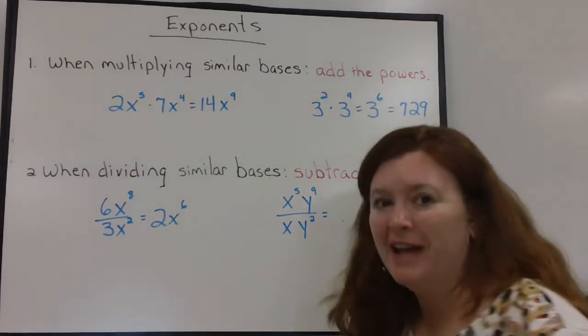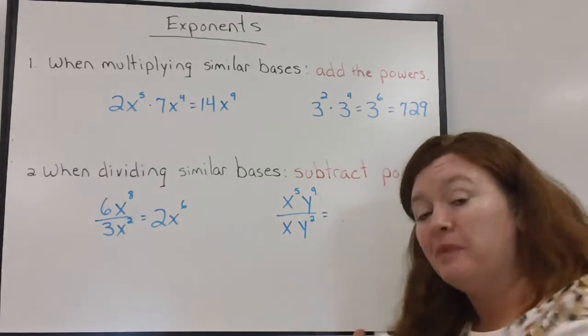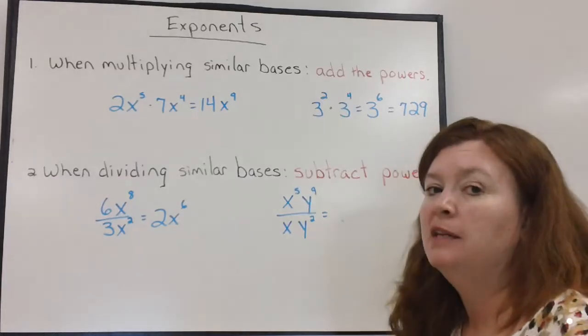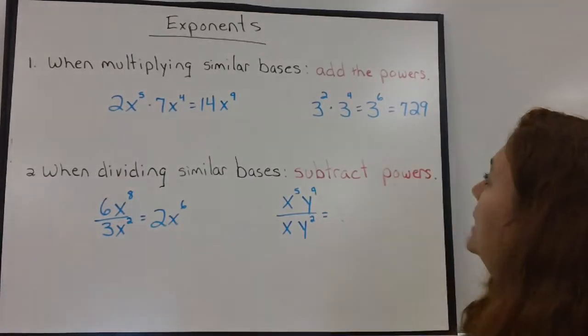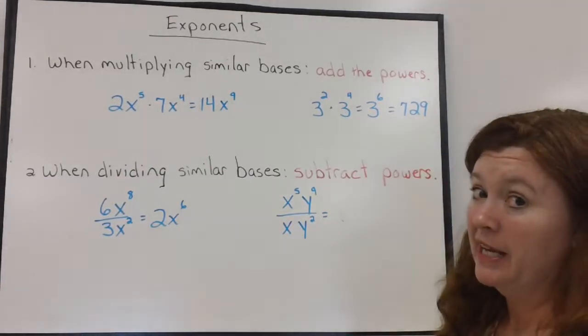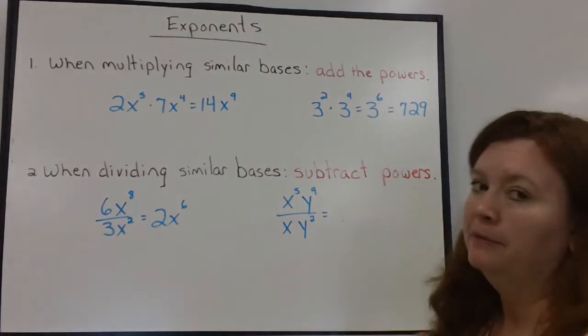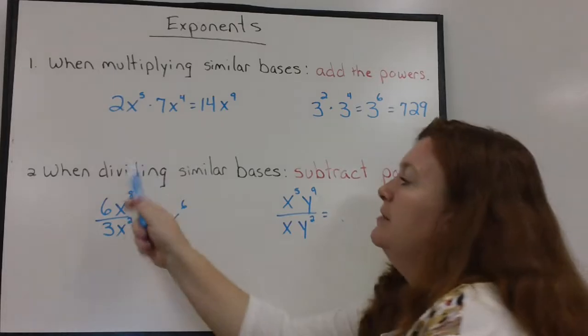But you should never, ever, ever leave 3 to the 6th power. You can figure that out. If you can't do it in your head, then use a calculator, but the final answer is equivalent to 729. A variable you can leave to a power, but a number, you cannot.